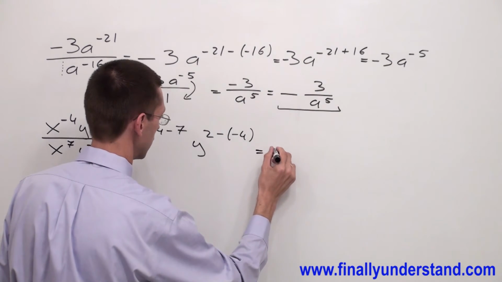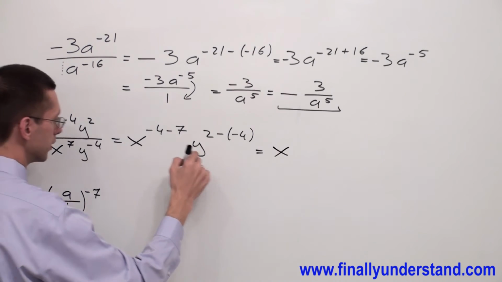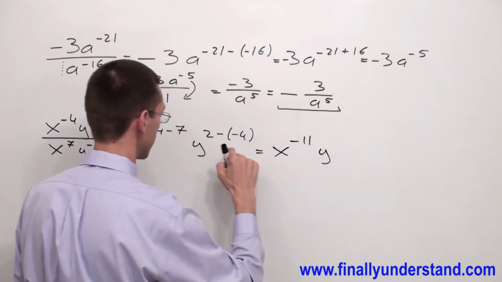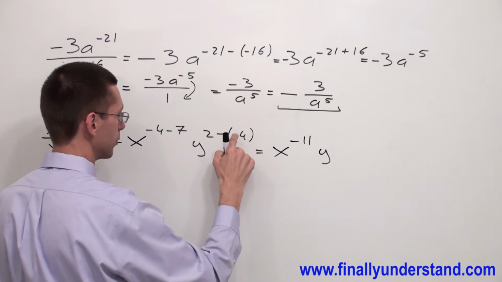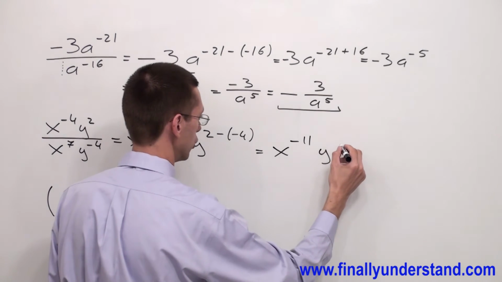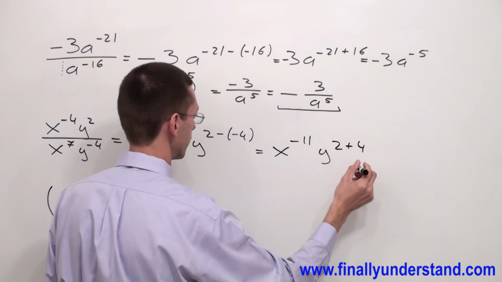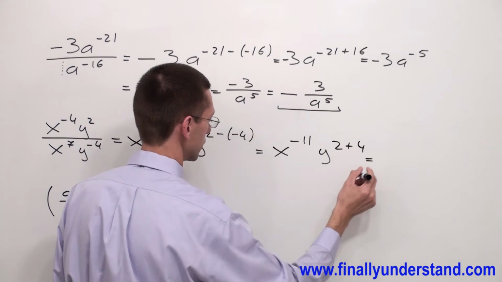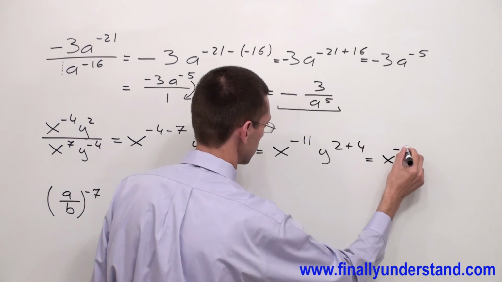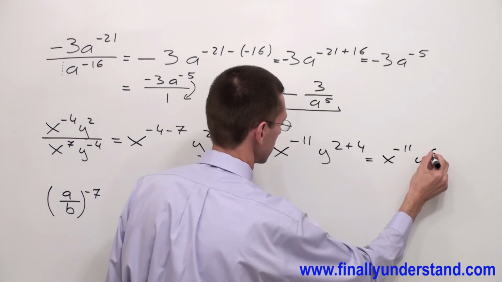I'm going to have x to the minus 4 minus 7, which is negative 11. For y, negative times negative gives me positive, so I'm going to have 2 plus 4. Equals x to the negative 11, y to the 2 plus 4, which is 6.